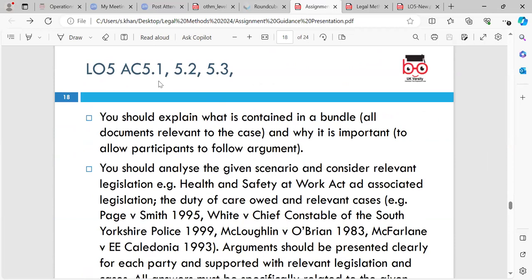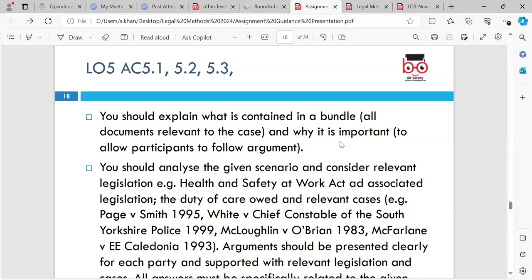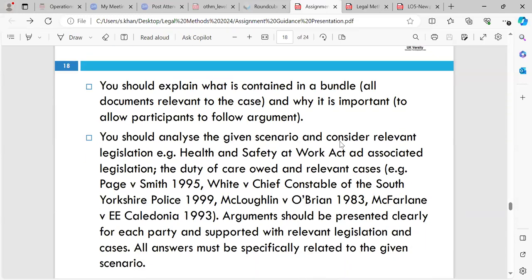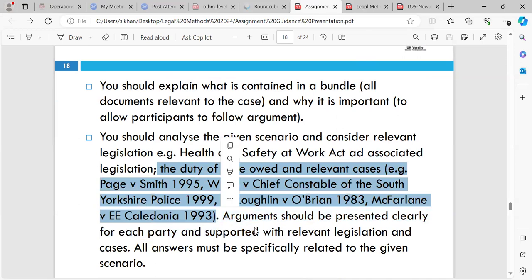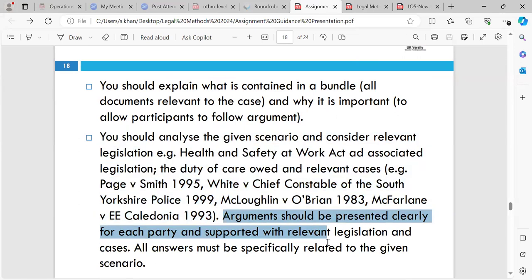For LO5, AC 5.1, 5.2, 5.3, you should explain what is contained in a bundle, all documents relevant to the case, and why it's important: to allow participants to follow an argument. You should analyse the given scenario, which in this case is Harry's scenario, and consider relevant legislation, things like the Health and Safety at Work Act. You should consider the duty of care and relevant cases, and these are the older cases. You should also look at arguments, which should be presented clearly for each party, and all answers must be specifically related to Harry's situation.